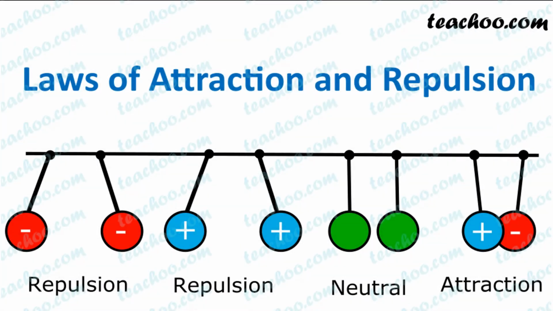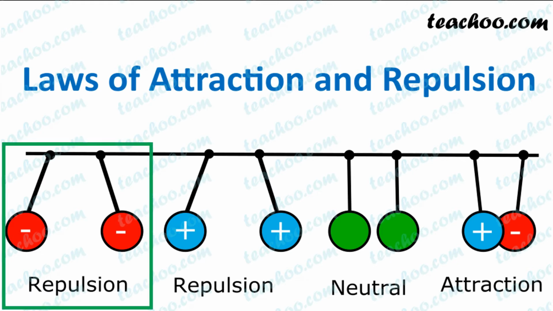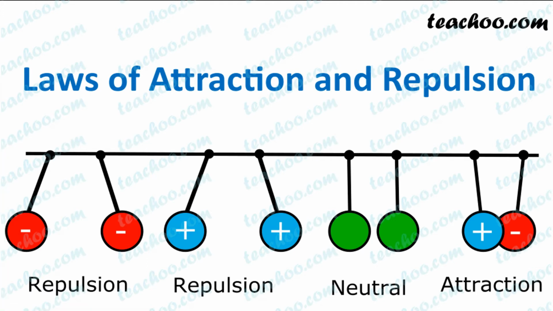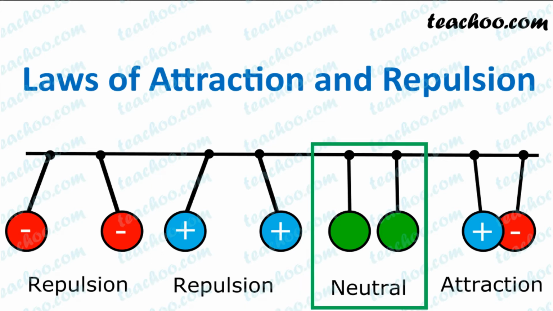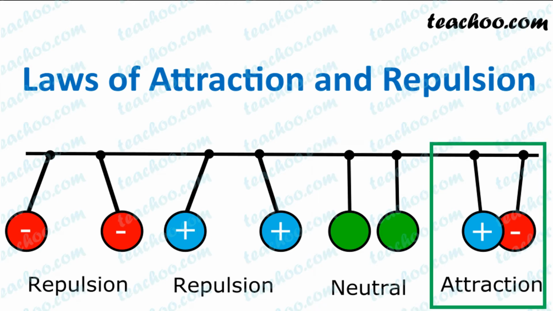Here's a better illustration. If there are two charges with negative signs, a repulsion will be observed. These particles will be moving away from each other. In the same way, particles which both have a positive charge will be repelled from each other. They will also be moving away. In case of neutral particles, the particles just stay in place. Kapag meron namang positive at negative particles, an attraction will be observed or they will move closer to each other.